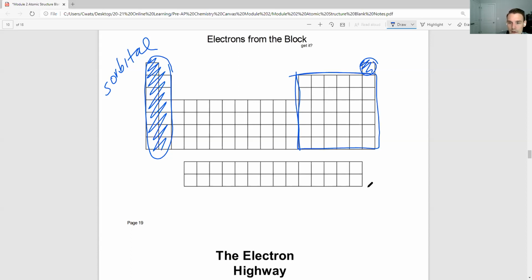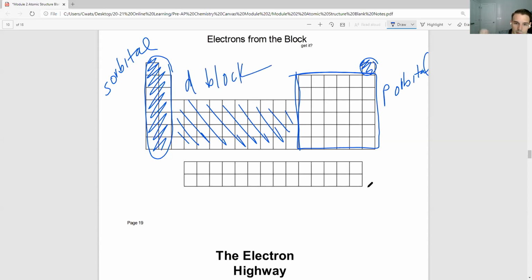This one right here, this is the P orbital. This middle chunk here, this is referred to as the D block, or where the D orbital is. And this part in the bottom, this is the F block. So this is the block of where the F orbital is, the outermost part.